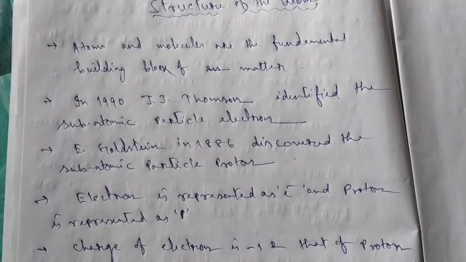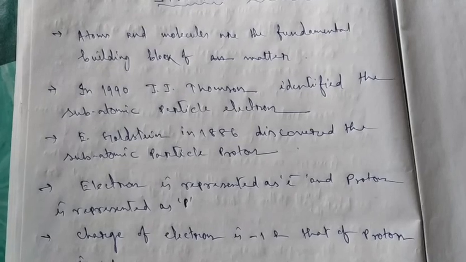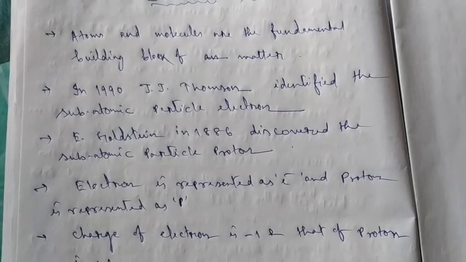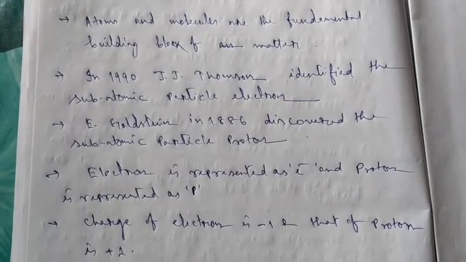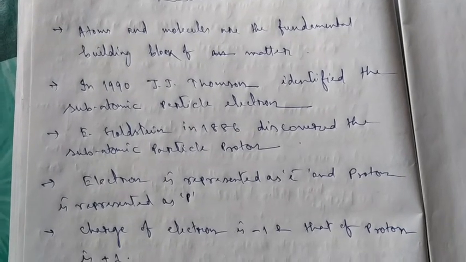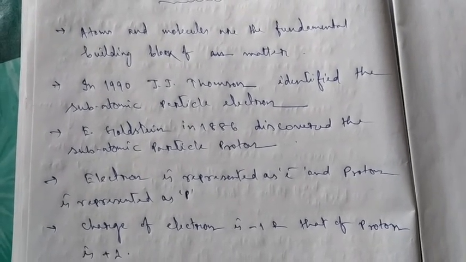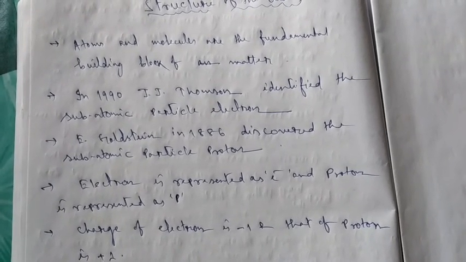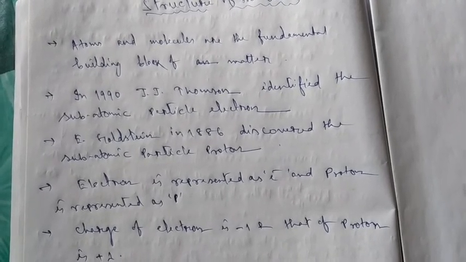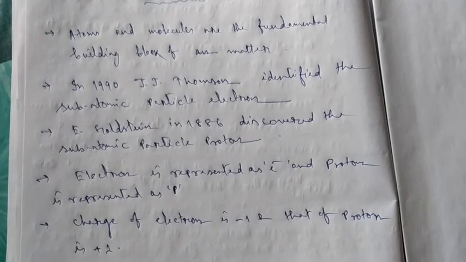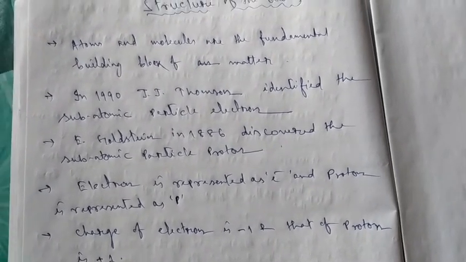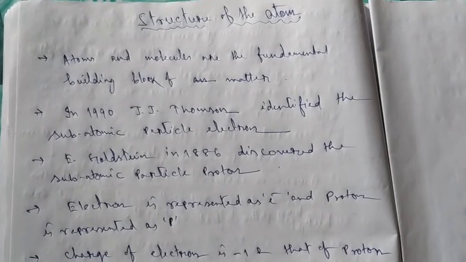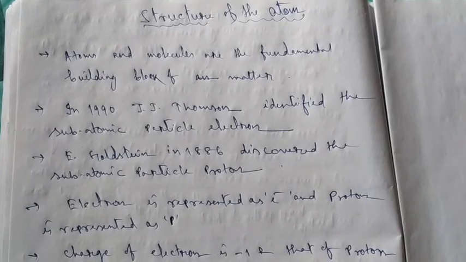In the same manner, in the year 1990, J.J. Thomson identified the subatomic particle electron. That means within an atom the subatomic particle proton and the subatomic particle electron were detected by two scientists: E. Goldstein, who discovered the proton, and J.J. Thomson, who discovered the electron. That is, within an atom these two particles were found, and it was proven by these two scientists whose names have been mentioned.